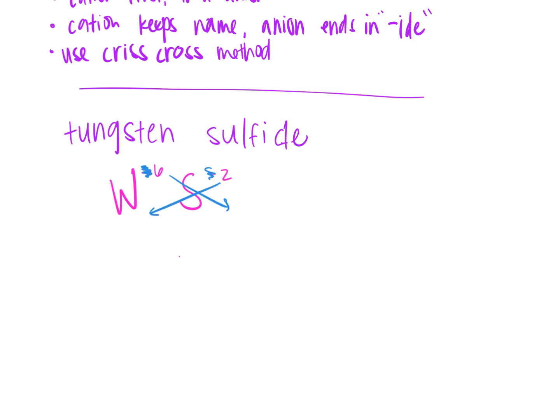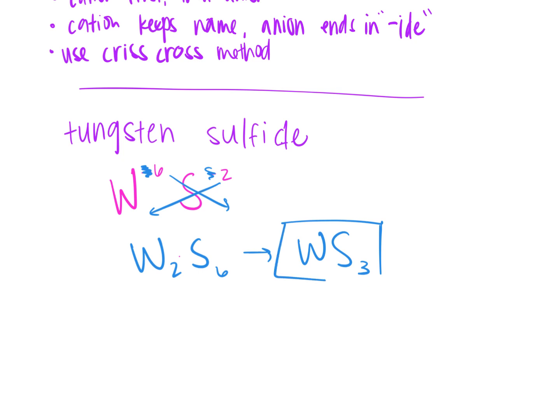We crisscross this down to be W2S6. But can I leave it like that? I have to reduce them because they are both reducible by what number? They're reducible by 2. So I need to reduce it down to be WS3. That would be my finished and complete ionic formula for tungsten sulfide.